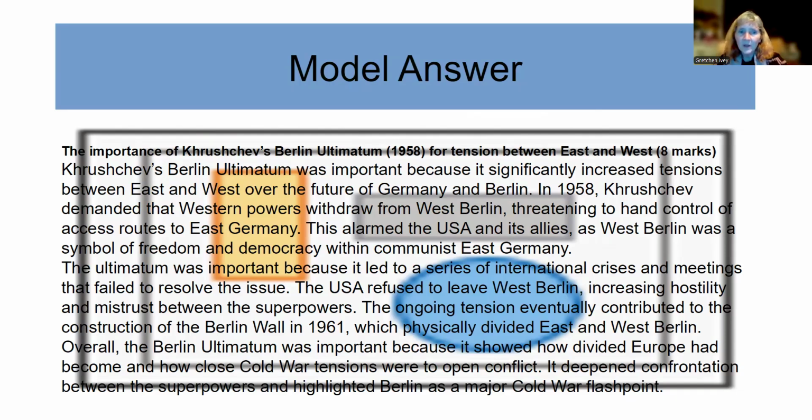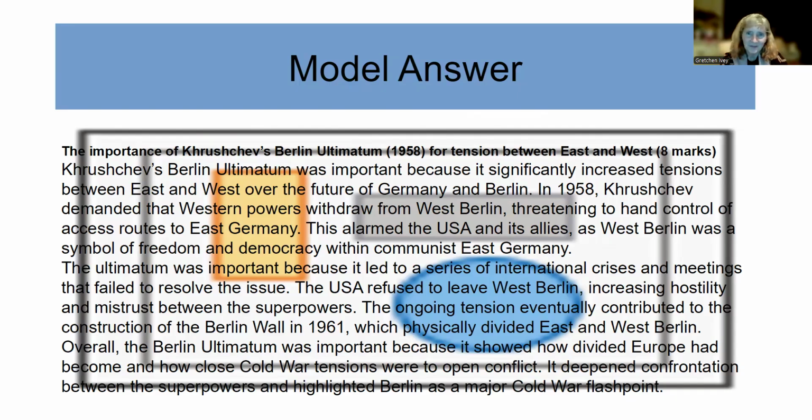Germany. The ultimatum was important because it led to a series of international crises and meetings that failed to resolve the issue. The USA refused to leave West Berlin, increasing hostility and mistrust between the superpowers. The ongoing tension eventually contributed to the construction of the Berlin Wall in 1961, which physically divided East and West Berlin. Overall, the Berlin Ultimatum was important because it showed how divided Europe had become and how close Cold War tensions were to open conflict. It deepened confrontation between the superpowers and highlighted Berlin as a major Cold War flashpoint.